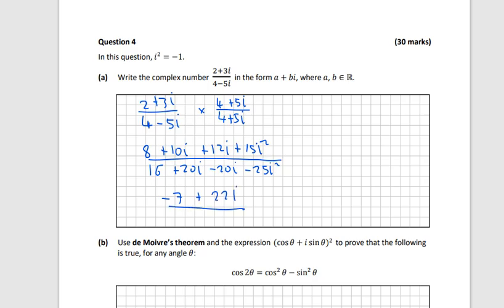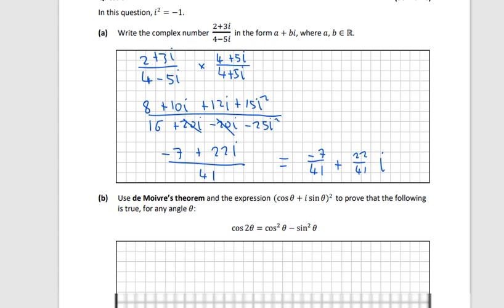22i. And on the bottom, the 20i and minus 20i cancel. The i squared, again, changes to a minus 1, and that turns into a plus 25. So 25 plus 16 is 41. And then we can split that up into minus 7 over 41 plus 22 over 41 i. And that's the form that they wanted it in.